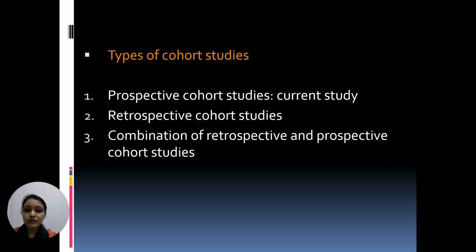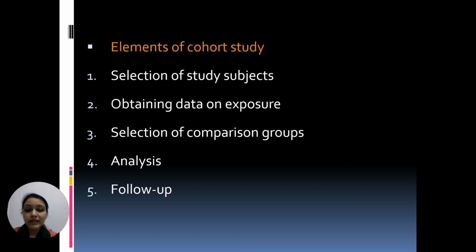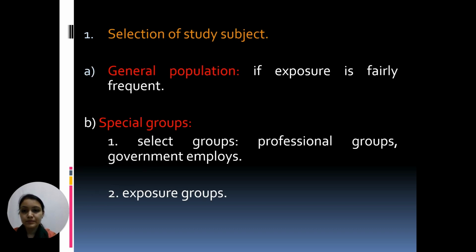There are types of cohort study: prospective cohort study, that is also a current study, retrospective cohort study, and the combination of retrospective and prospective study. There are 5 elements of cohort study. First is the selection of study subjects, obtaining data on exposure, selection of comparison group, analysis and follow-up.